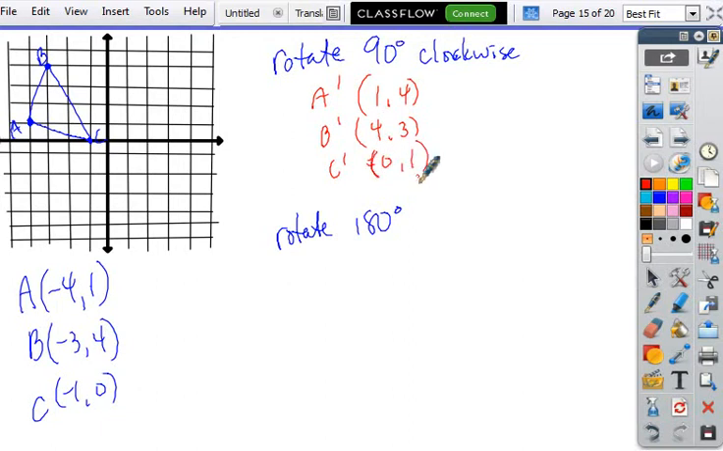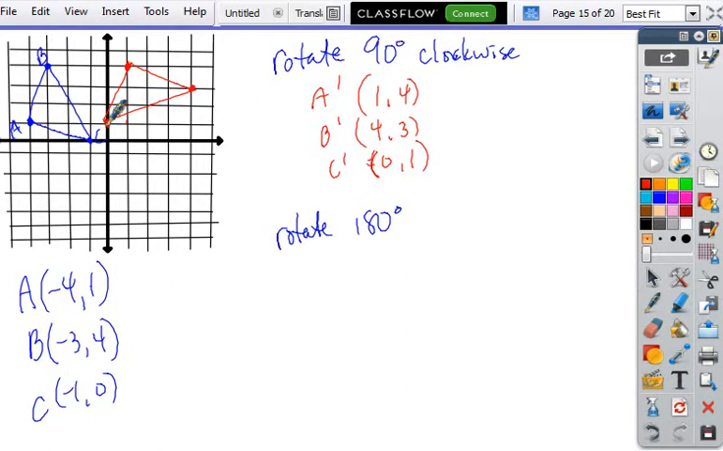Now, if I'm doing 90 clockwise, which quadrant should that wind up in? The first quadrant. It should wind up over here. If it doesn't, we've done something wrong. So 1, 4 here, 4, 3, and 0, 1. And it wound up in that quadrant.